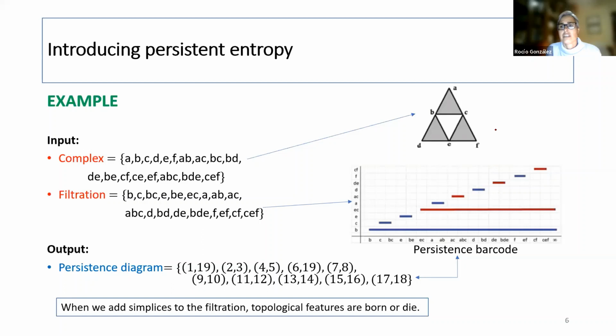Consider this simplicial complex, very easy, in which we have a concrete ordering of the cells, that is a filtration, and then when we add a cell, a topological feature is created or destroyed. When we recollect all the information, we have the persistent barcode in this example. And we can store this as points in the plane. So this is the persistent diagram.